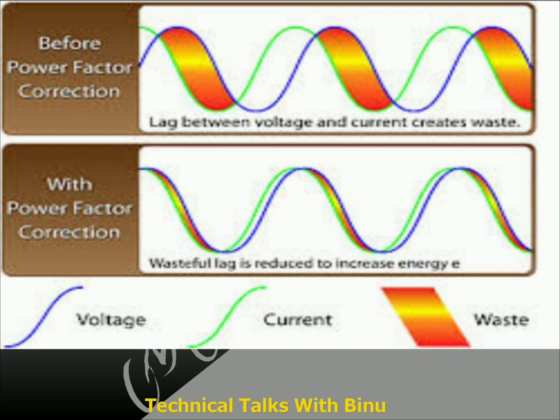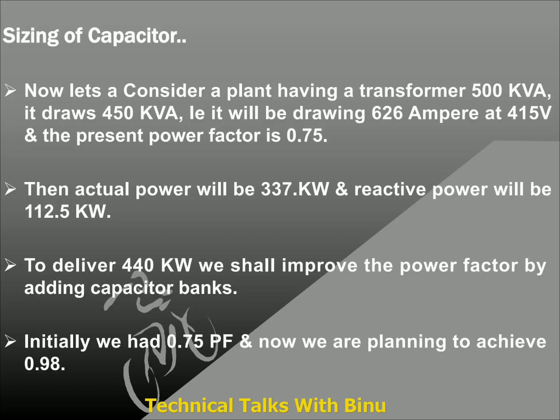Now let's see an example of sizing a capacitor bank for power factor correction. Consider a plant having a 500 kVA transformer loaded to 450 kVA with a power factor of 0.75. It will be drawing a current of 626 amps at 415 volts, which means the actual power is 337 kilowatt and the reactive power will be 112.5 kilowatt. Now let's see a situation where the plant capacity needs to be increased by 30%, which means the output power will be 440 kilowatt. How can it be solved?